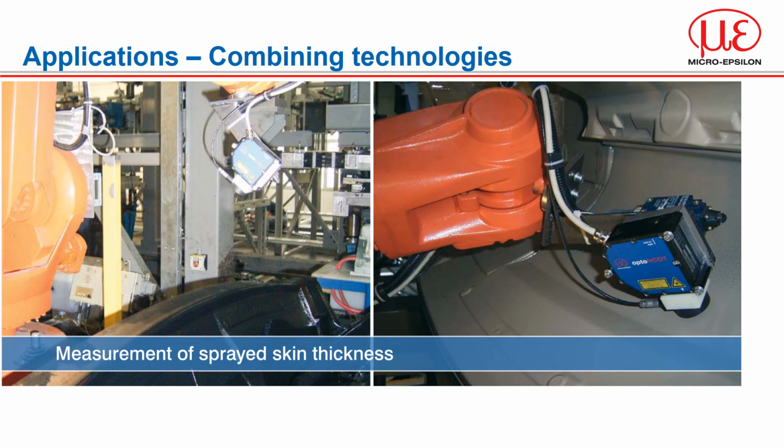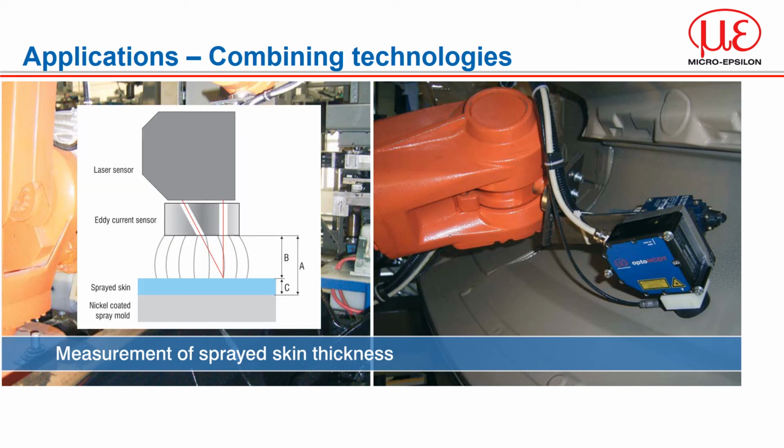Sprayed skins for vehicle instruments and controls and for airbag cladding are sprayed in a heated mould using a robot-guided nozzle. Here, tight tolerances are required, particularly with the airbag as a safety critical part. For this reason, the thickness of the sprayed skin must be inspected during the spraying process. An eddy current sensor in combination with one of our laser triangulation sensors is used here.